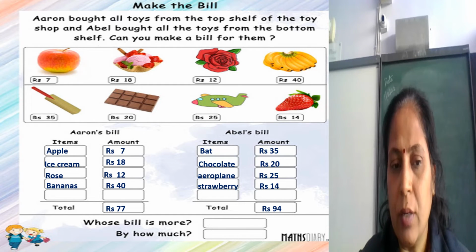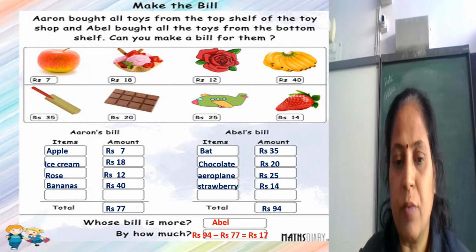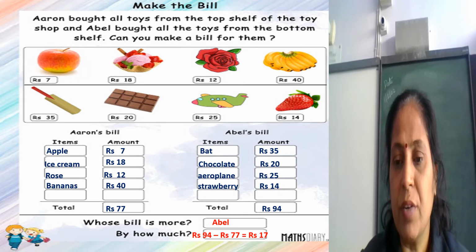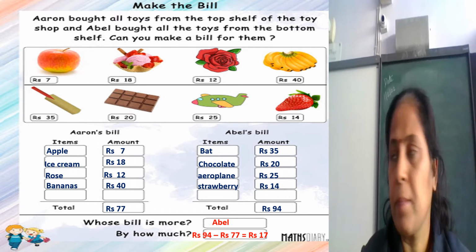Now you can compare whose bill is more. Yes. That is Abel's bill. And by how much? You have to subtract. From 94 you will subtract 77 rupees. So you will get rupees 17. So 17 rupees difference is there. So in this way we will make a bill.